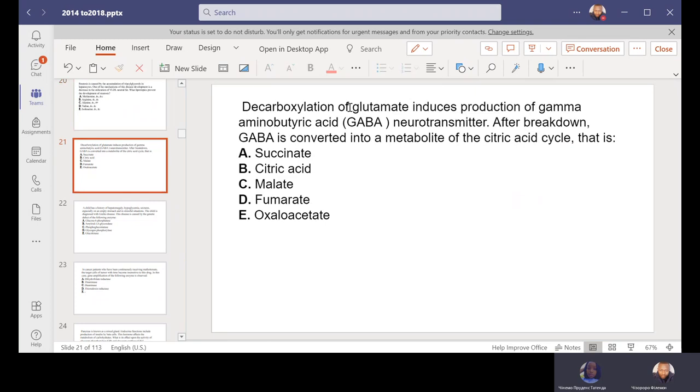Decarboxylation of glutamate induces production of gamma-aminobutyric acid, GABA, a neurotransmitter. After breakdown, GABA is converted into a metabolite of citric acid. Right, glutamate is actually an amino acid, right?